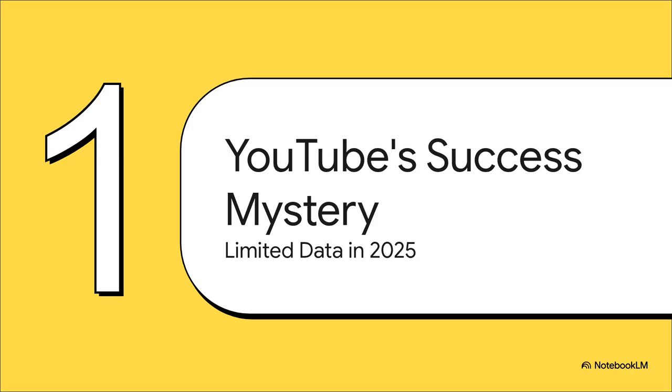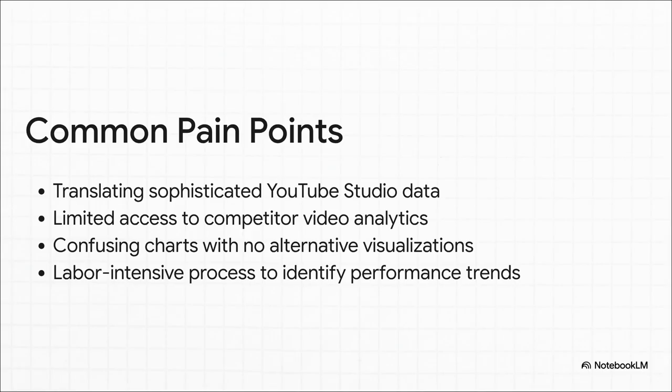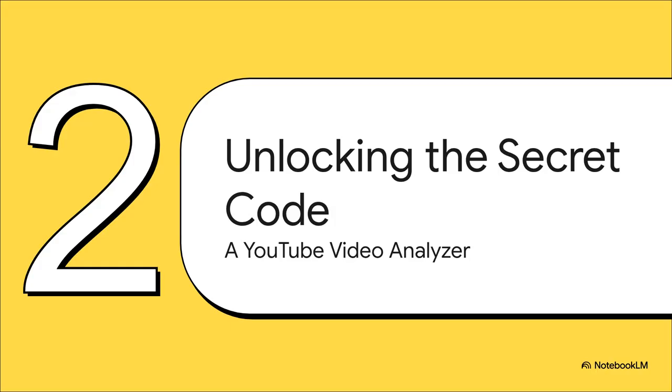Because look, as we get deeper into 2025, the YouTube game is just getting more competitive and honestly, more confusing than ever before. For most creators, this is the day-to-day reality. We're just staring at our own YouTube Studio data, trying to figure out what these complicated charts even mean. And we have absolutely no clue what the competition is doing that's working so well. It ends up being hours and hours of work just to make what feels like an educated guess. It's super frustrating. It feels like you're flying blind. So yeah, how do you break that code?